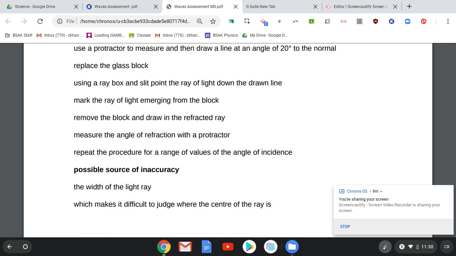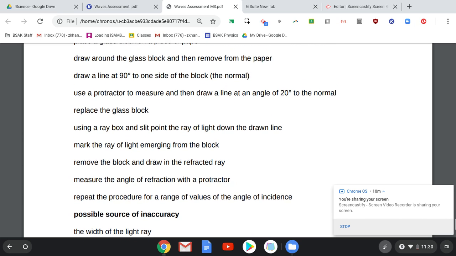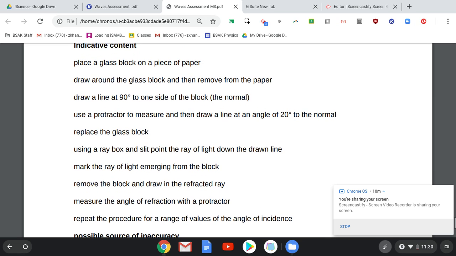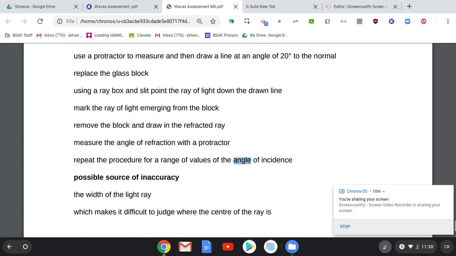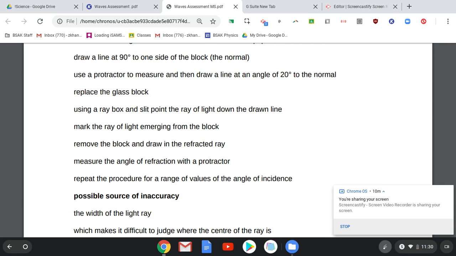And the next 2 for the possible source of inaccuracy, commenting on the ray that comes out of the ray box is not a fine ray. It's not pencil thin. It's quite thick. So it will be difficult to pinpoint exactly where the center of that ray is with a pencil. So that is a source of inaccuracy. So you could have picked up 5 marks from here, possible 5 maximum mark there, and a possible 1 maximum mark there, and as a result you could have picked up your 6 marks.